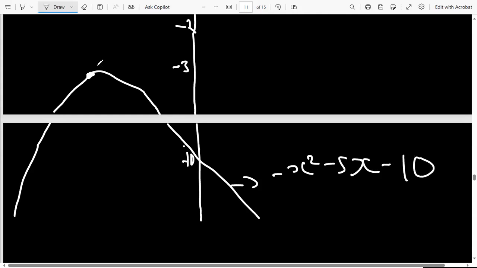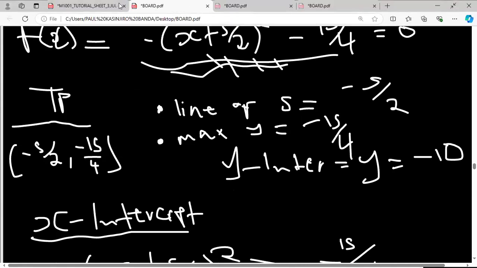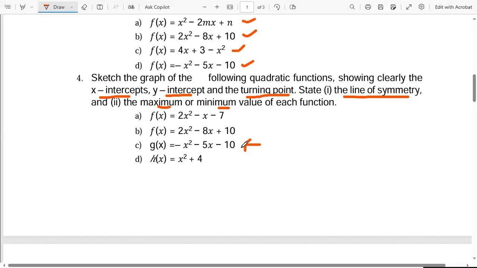So we see that the turning point here is the maximum turning point, okay? So meaning that minus 3.7 something there was the maximum value. So here the maximum value will be y equals minus 15 over 4, which is approximately minus 3.75, right? Okay, so that's how you sketch that one. I also sketched some more in the other video, so you can check them out.